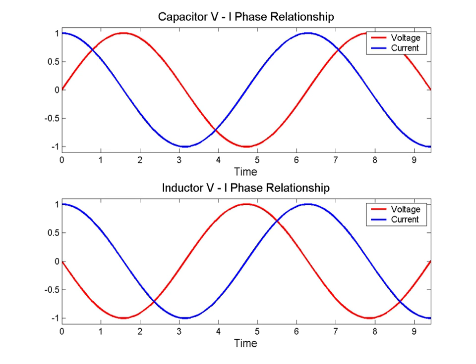Inductive reactance. Inductive reactance X_L is proportional to the signal frequency f and the inductance L. X_L equals omega L equals 2 pi f L.